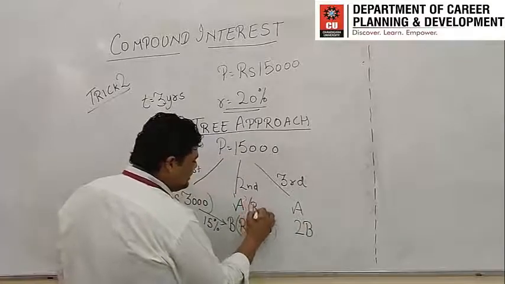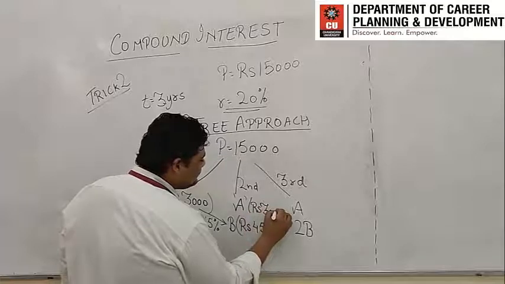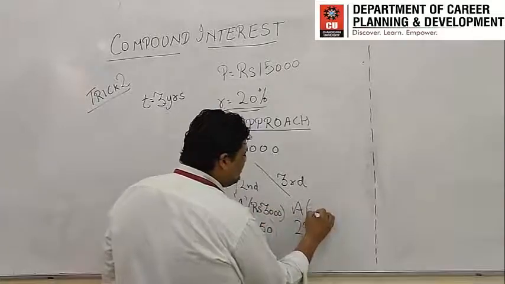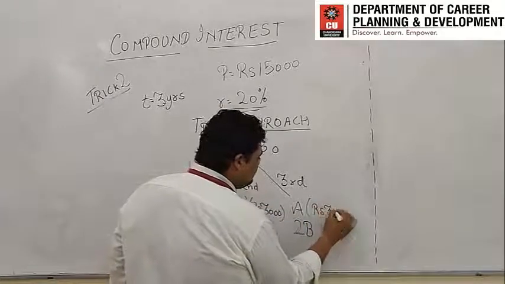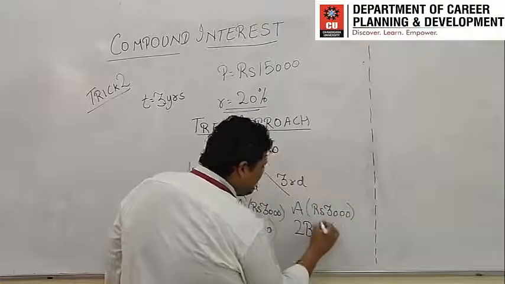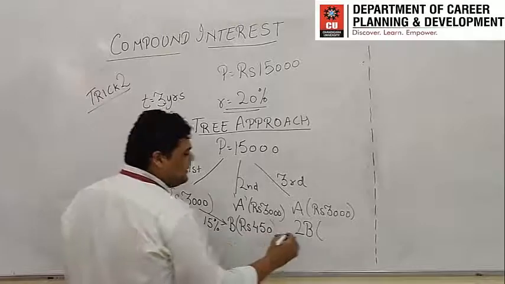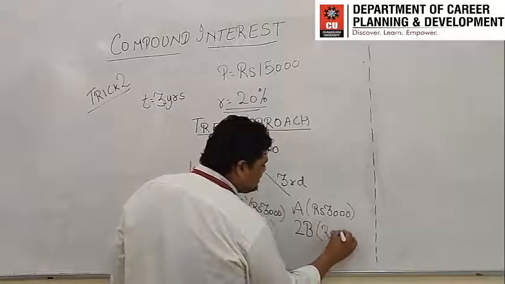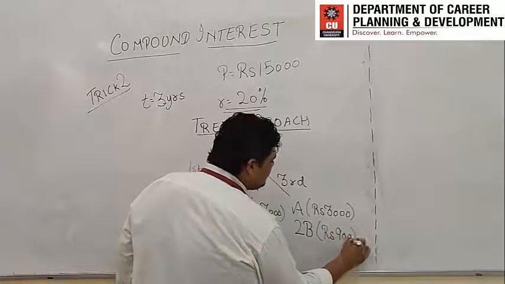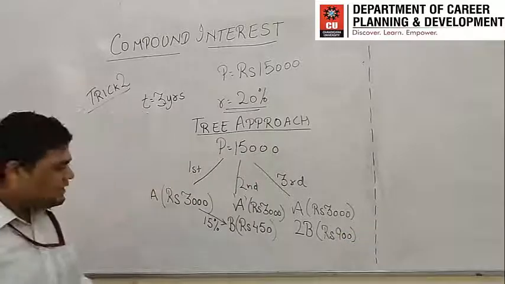Here the value is rupees 3,000. Here again the value is rupees 3,000. And here I am writing the total value. 1B value is 450, then 2B value will be rupees 900.